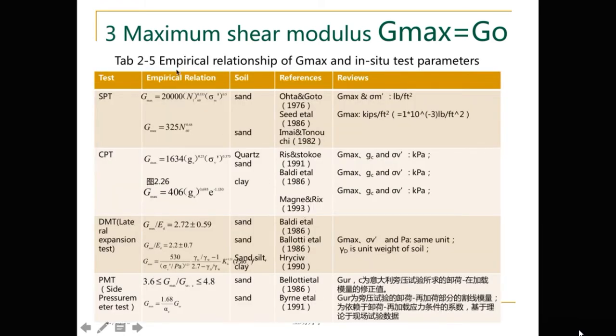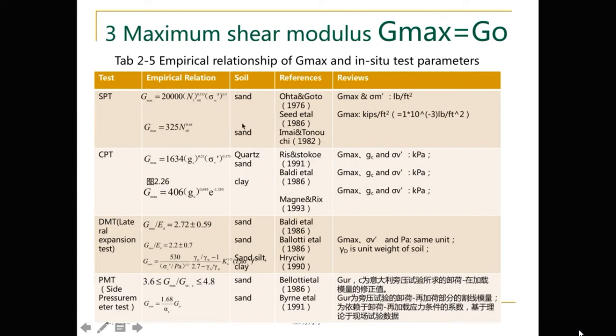Let's see the table of empirical relationship of Gmax and in situ test parameters. We can use SPT test, and Ohta and Goto, they are Japanese scientists, proposed empirical relationship for sand: Gmax equal to 20,000 times N, SPT number, times the sigma m prime powered negative 0.5.